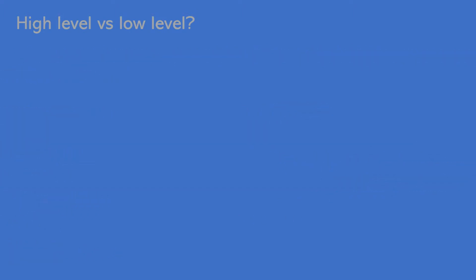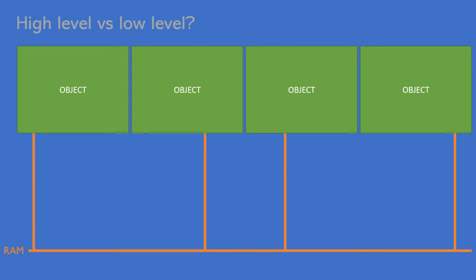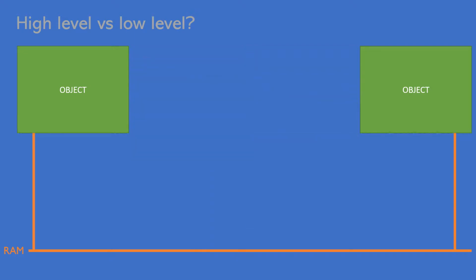In addition to being easier to read, higher level languages also tend to do quite a lot of the work for you. So, for example, in many high level languages you can create things called objects. So if you have 4 objects, the language itself will automatically put that object in an empty space in RAM, and it will automatically remove that object from RAM when you're done with it.